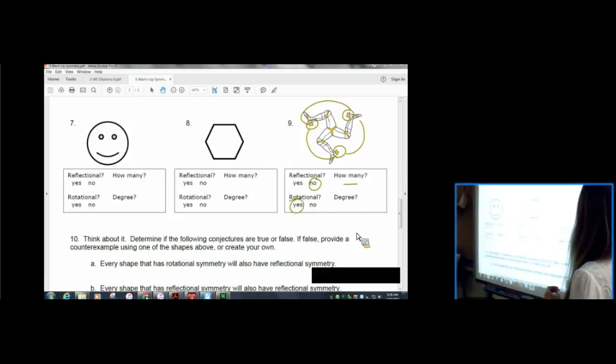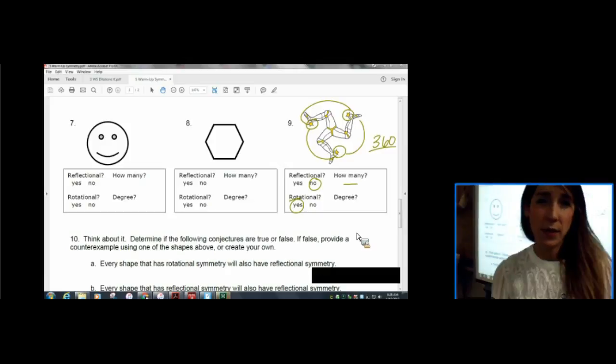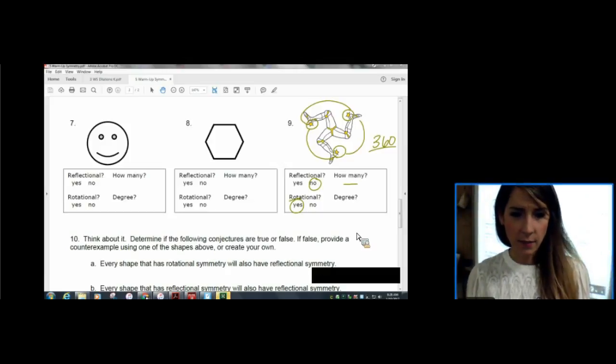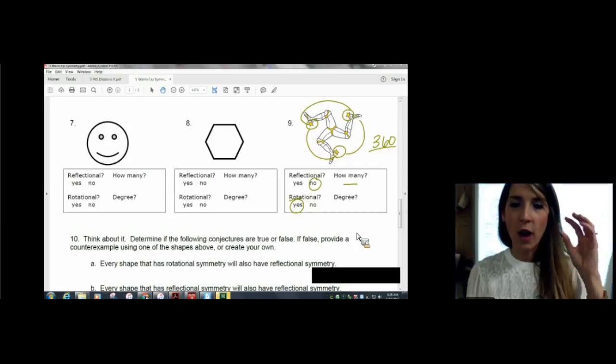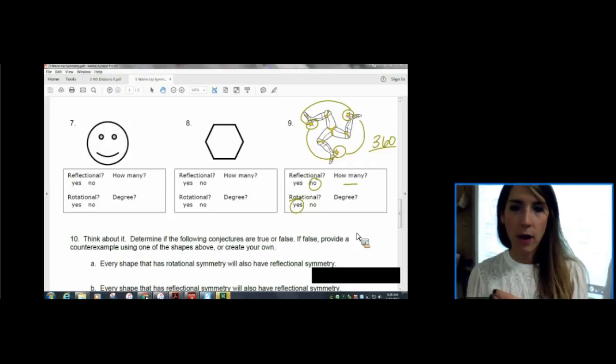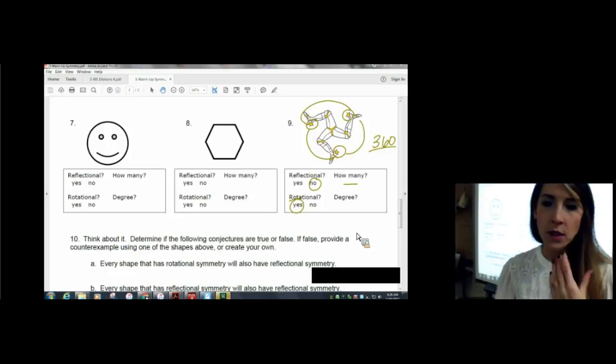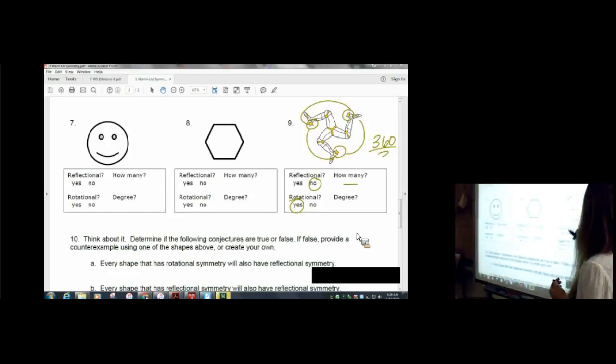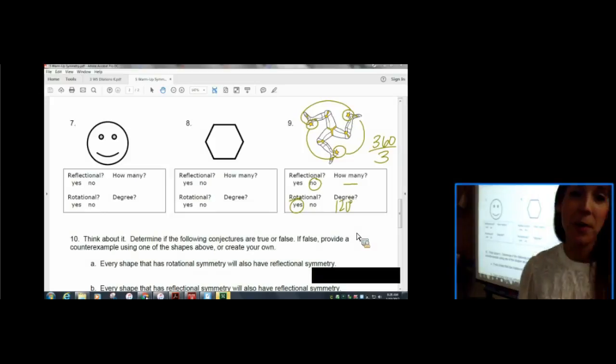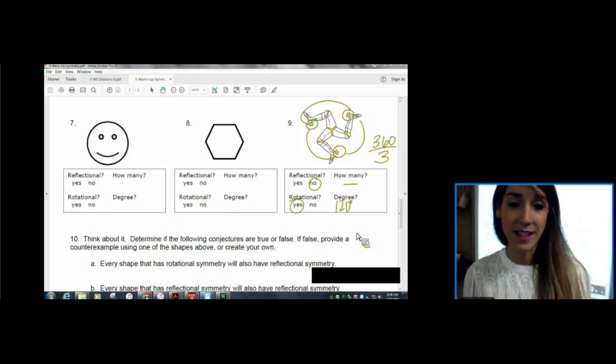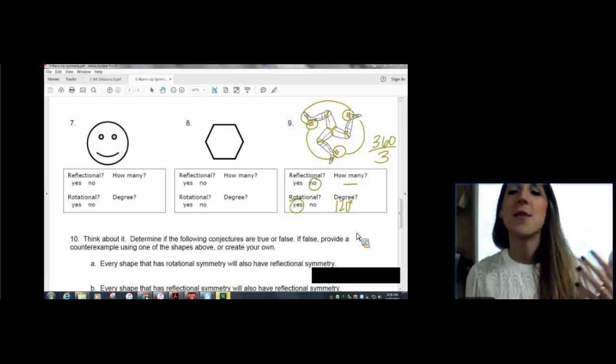And then we know always to find the degrees of rotation, we take 360, and then we divide it by how many congruent parts there are. There are 3 matching parts in this figure. So we take 360, divide it by our 3 matching parts. So what I'm saying here is if I rotate this figure 120 degrees, it's going to look exactly like how it started. Then you add it to itself.